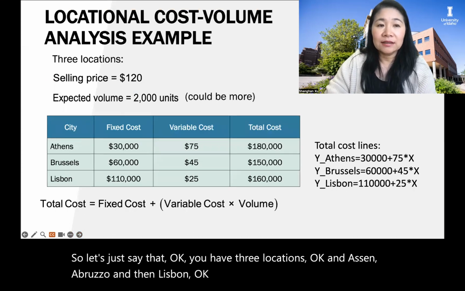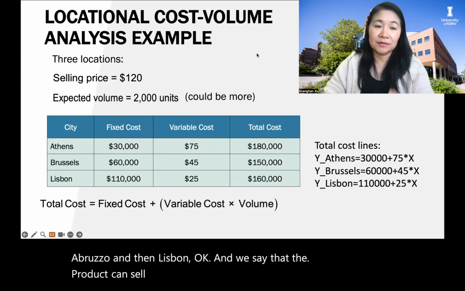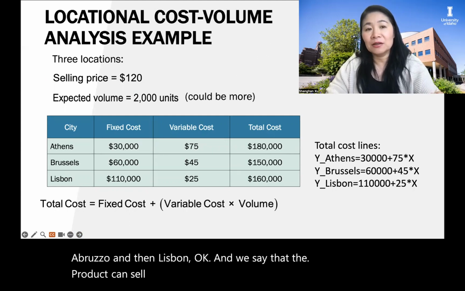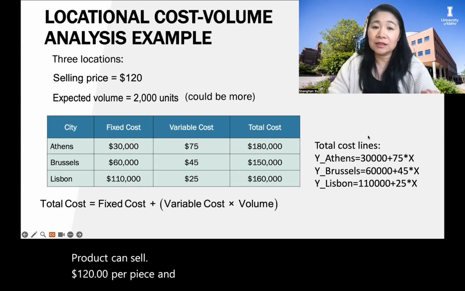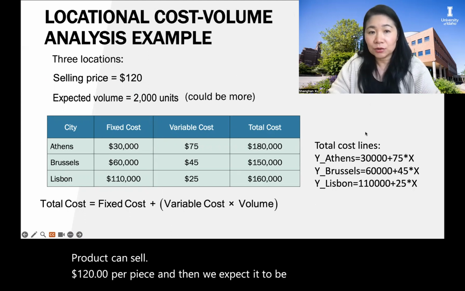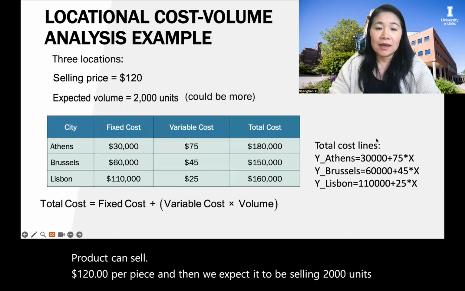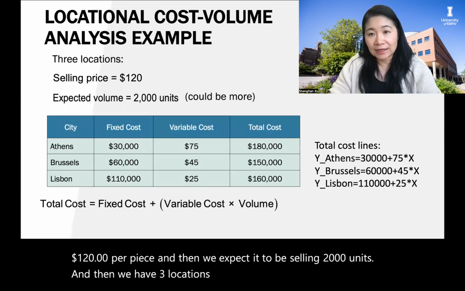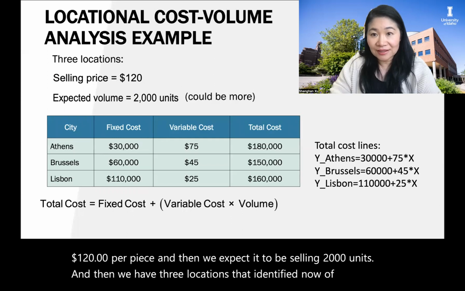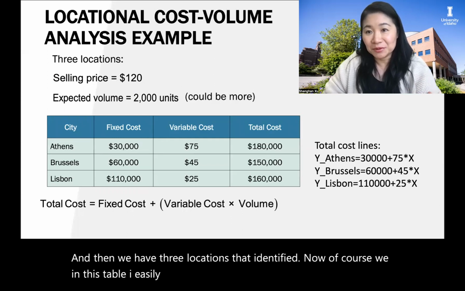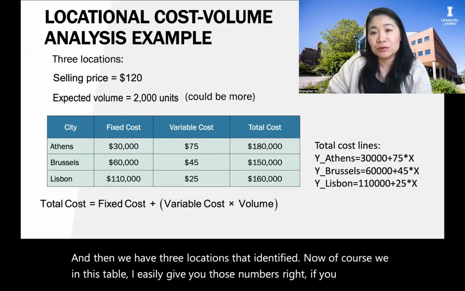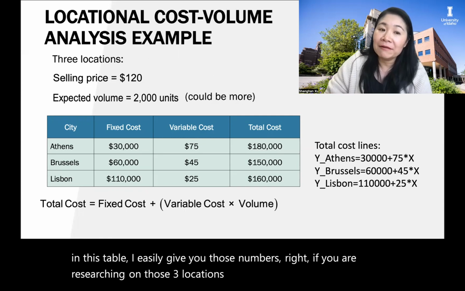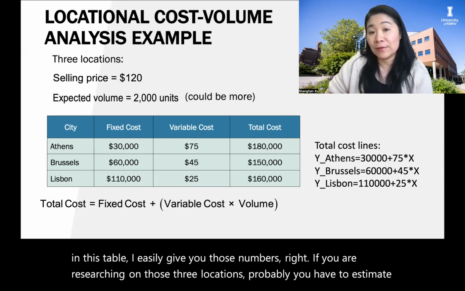Okay, so let's say that you have three locations: Assen, Brussels, and Lisbon. We say that the product can sell for $120 per piece, and we expect it to be selling 2,000 units. And then we have three locations identified. Of course, in this table, I easily give you those numbers. If you are researching those three locations, probably you have to estimate the fixed cost and the variable cost.